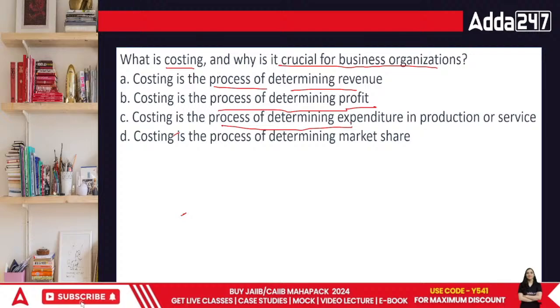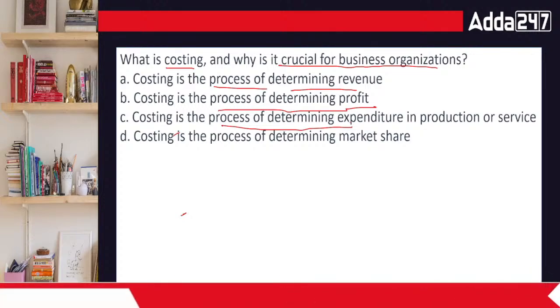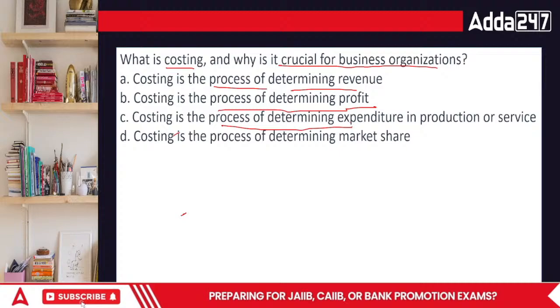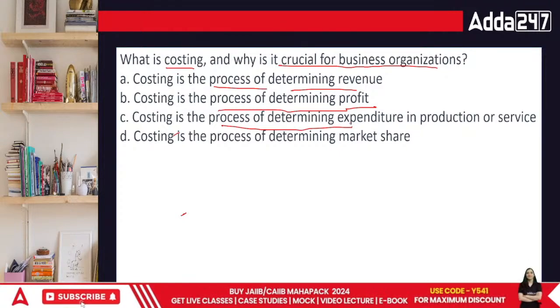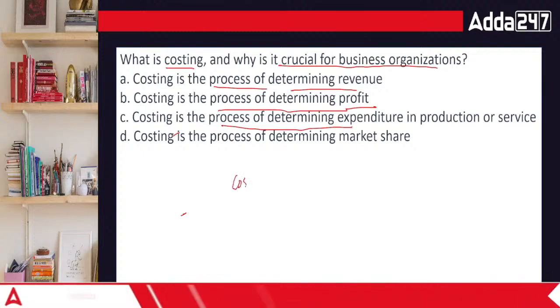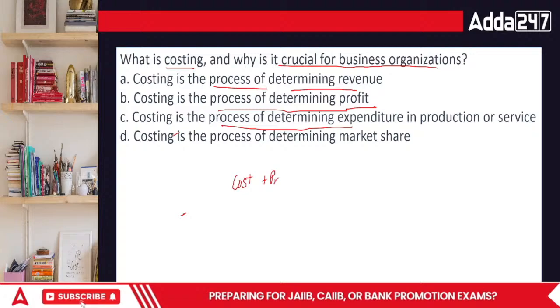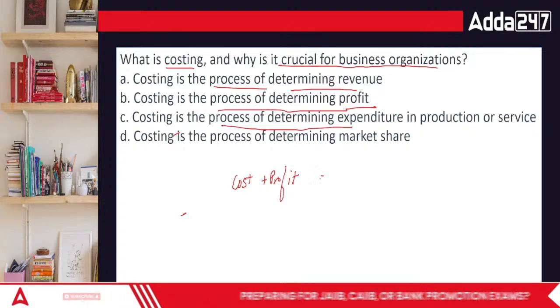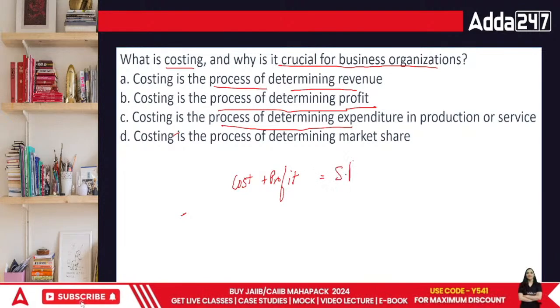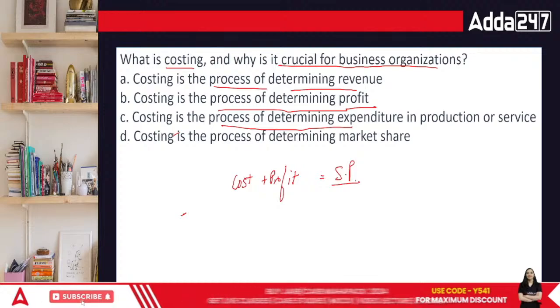Okay. So when we talk about costing, it is related specifically to the cost only. What is the production cost that we were looking for? If you know about the cost only, then you will be able to add a part of your profit, and this is where you will be able to find the selling price, isn't it?